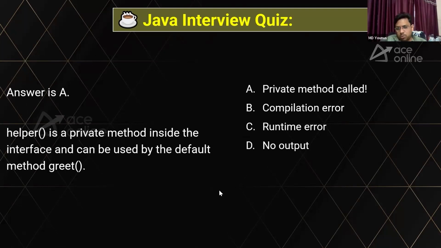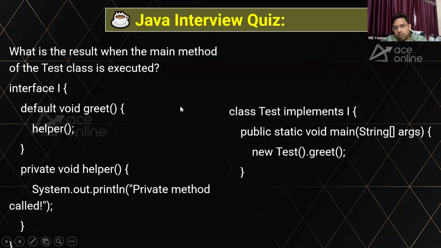Option A is correct as you all said. Helper is a private method inside the interface and can be used by the default method greet. You're calling greet, and greet is calling the private method. It's okay. We will not get any compilation error here, Yeshwant. Why do you think it will give a compilation error? Look at the code again.